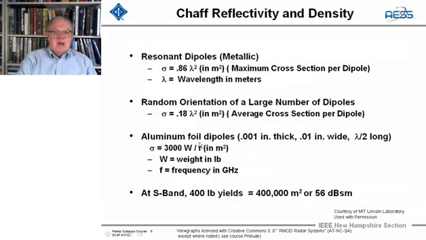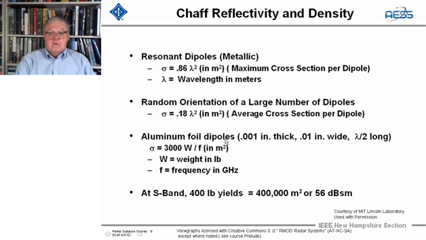Okay, now how big are they? Well, these resonant dipoles, the maximum cross-section per dipole is 0.86 lambda squared. It's a pretty simple target cross-section calculation where the wavelength is in meters. And for a randomly oriented large number of dipoles, the cross-section is 0.18 lambda squared in meters squared. And that's the average cross-section per dipole.